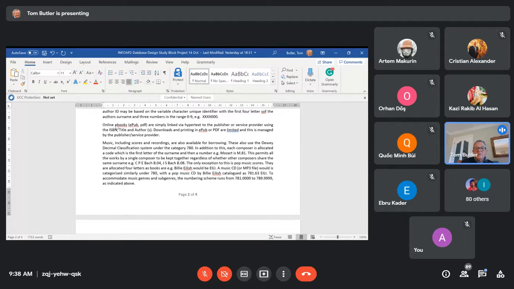In addition to this, each composer is allocated a code, which is the first letter of the surname, and then a number, e.g. Mozart.81, and this permits the works by a single composer to be kept together regardless of whether other composers share the surname.